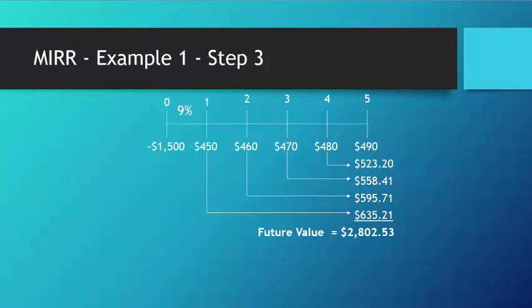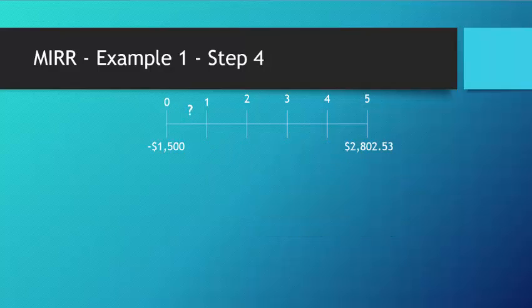$2,802.53. And then I'm going to move it up to the top, so we just have the two: 2,802.53, and negative 1,500. At which point I ask, what kind of interest rate would that be? 1,500 investment, 2,802.53 at time 5, no payments in between. Answer, 13.32%.